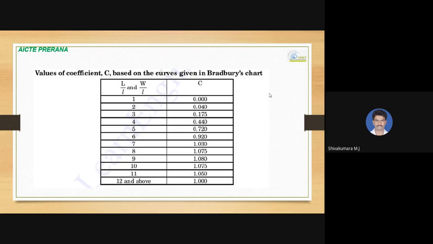So this is also assisted by Westergaard analysis using Bradbury's coefficients. These are all the Bradbury's coefficients. So for a ratio of 1, W by L 1, the Bradbury's coefficient is 0, and if L by l is more than 12, it is 1. So 0 to 1, the Bradbury's coefficient ranges in between. It goes with 0.04, 0.175, 0.440, 0.72, 0.92, 1.030, 1.075, 1.080, 1.075, 1.050, for 2, 3, 4 successively up to 11.